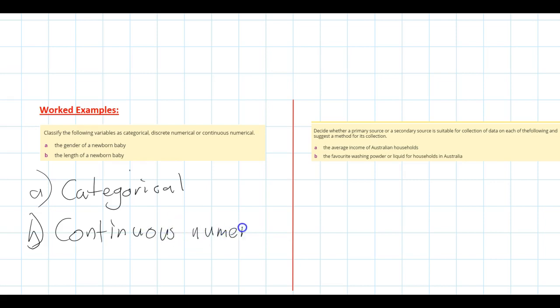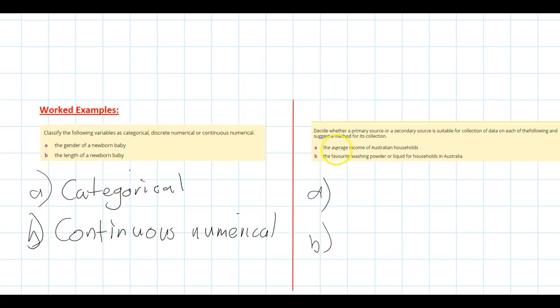Now as we move over to the other side here, we want to do these ones based on primary and secondary sources. Which would be the best method to collect data in these two instances? Average income of Australian households, A, or B, the favourite washing powder or liquid for households in Australia. So it's either going to be a primary source we use or a secondary source.